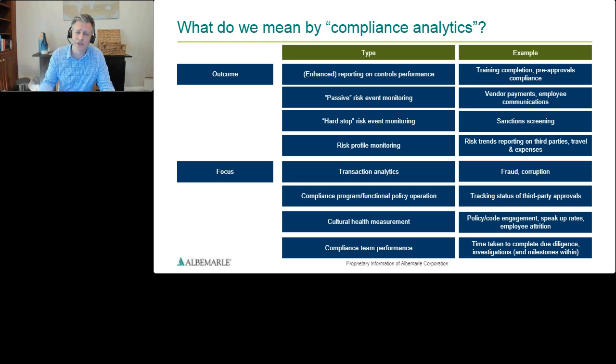A way to assess the cultural health of the organization, bringing in data from different sources to show how a particular business unit or site is faring from a cultural health perspective. And then finally, compliance team performance. Are there any particular bottlenecks in the way investigations are being conducted or in the way that due diligence is being administered? Again, this information supports the ethics and compliance program.